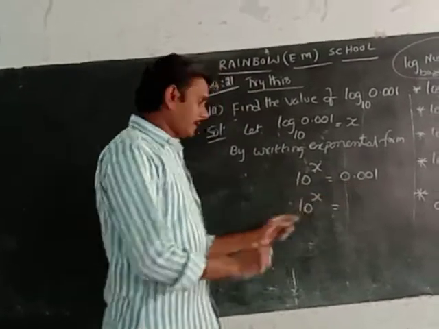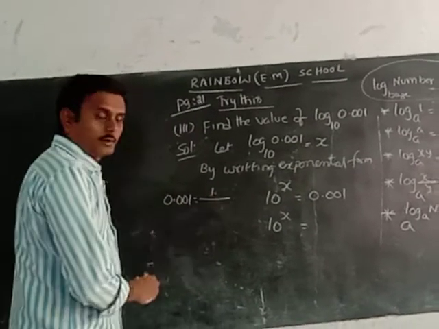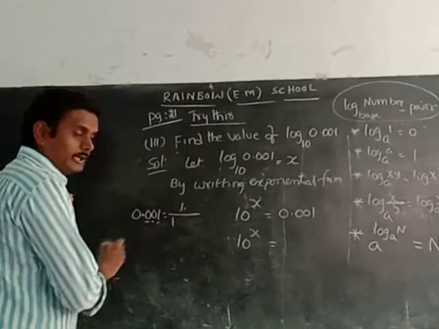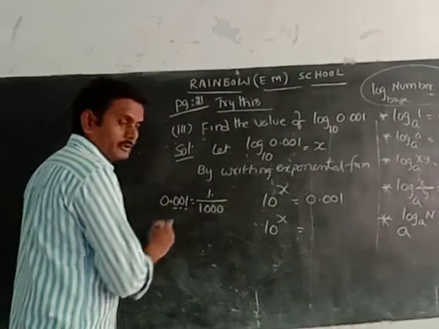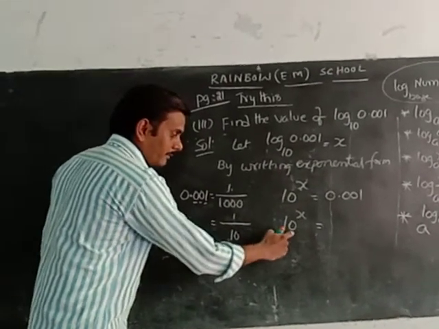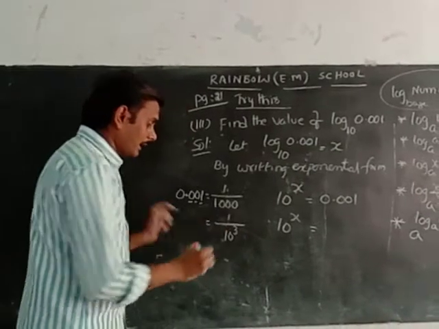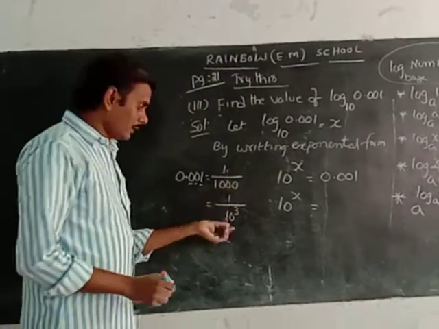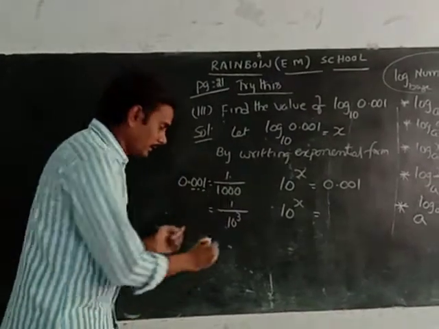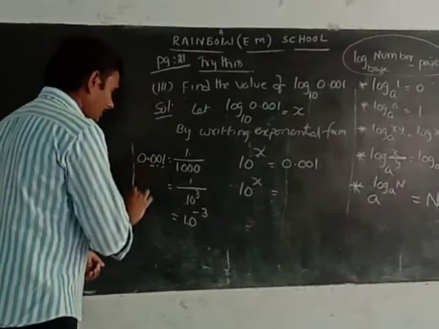Okay, with this we can write 0.001 in fraction form as 1 by 1000. How many digits are there after the point? Three digits are there. So 1 by 1000 we can write with base 10. 10 power 3 is 10 into 10 into 10, which is 1000. If you take 10 power 3 from the denominator to the numerator, it becomes 10 power minus 3. Actually, this is the process.